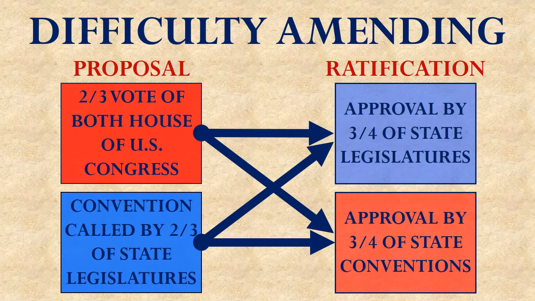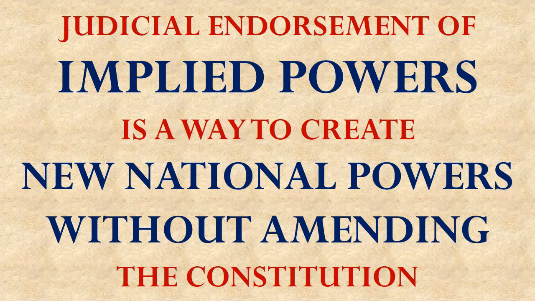Previously in this course, we talked about the amendment process found in the United States Constitution. And we pointed out how difficult the amendment process was and how that was specifically done to prevent the national government from easily adding new powers to itself. Well, by getting implied powers, the national government has found a way to increase its powers without having to go through the difficult amendment process.